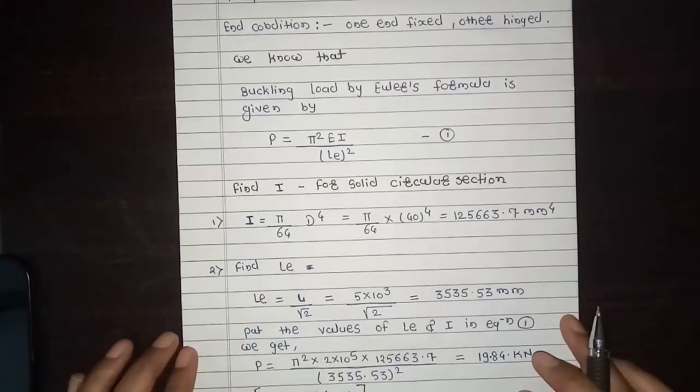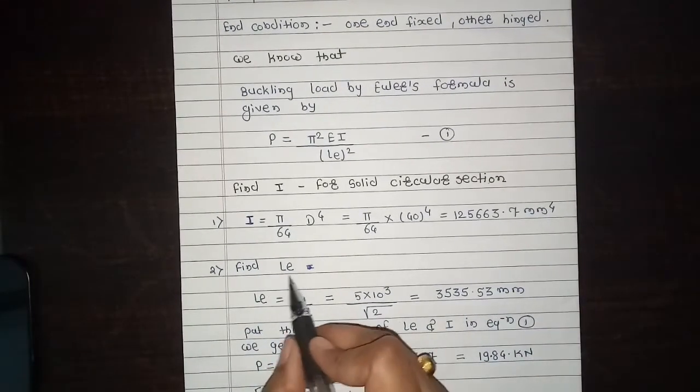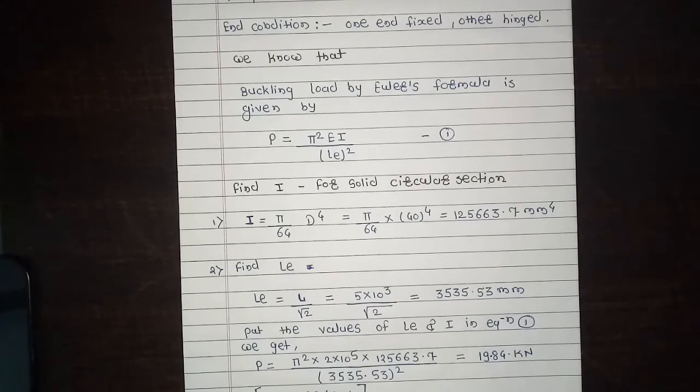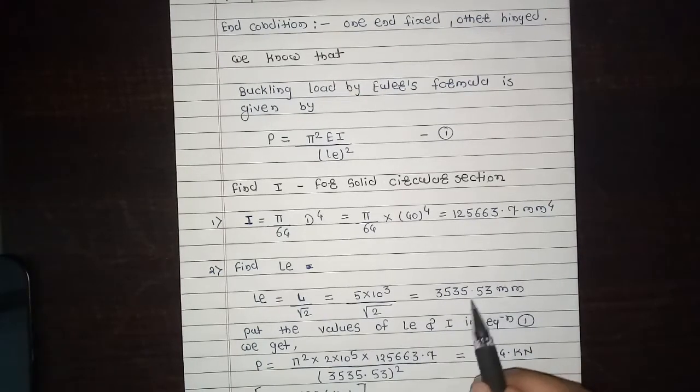Then second factor, calculate effective length. Given condition, one end fixed and other end hinge. So effective length is calculated by formula L effective is equal to L by root 2. Put the value of L, 5 into 10 cube divided by root 2. Then we get this answer.